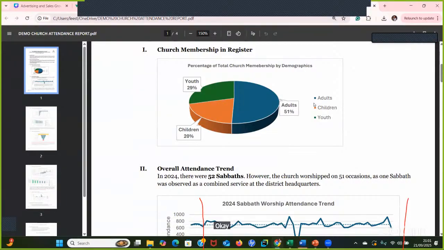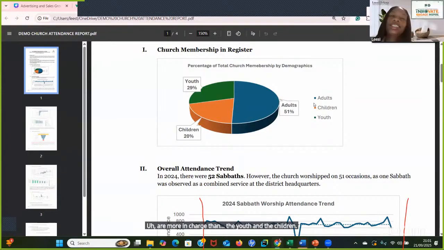Okay, from your data, it's being shown that adults are more in church than the youth and the children. Okay, is it adults are more in church? Look at the heading very well: church membership in the register.